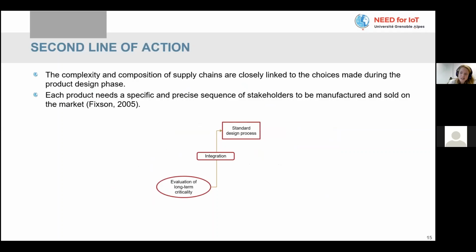The second line of action. So now we know that critical material is a great concept that has to be introduced and will improve proactive actions. The second line is that the complexity of the supply chain depends on the choices that are made by the research and development team. So we need to integrate this critical material assessment and supply chain risk into their practices, by creating a methodology for them.